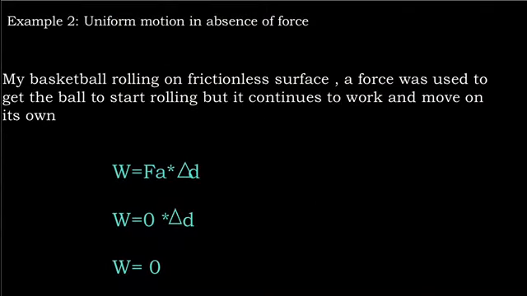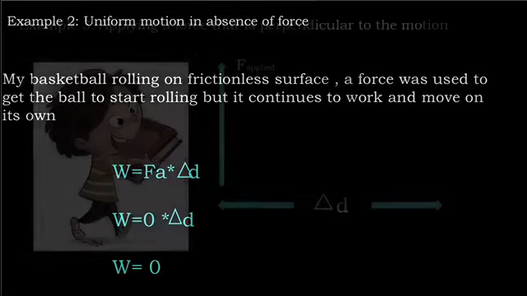Another scenario where work is equal to 0 is uniform motion in the absence of a force. My basketball was rolling on a frictionless surface. A force was used by my foot to get the ball to start rolling, but it continued to move on its own. Therefore, in the equation W = Fa × ΔD, there's no Fa, but there is a ΔD, but when you multiply that ΔD times the 0 Fa, you get work equal to 0.